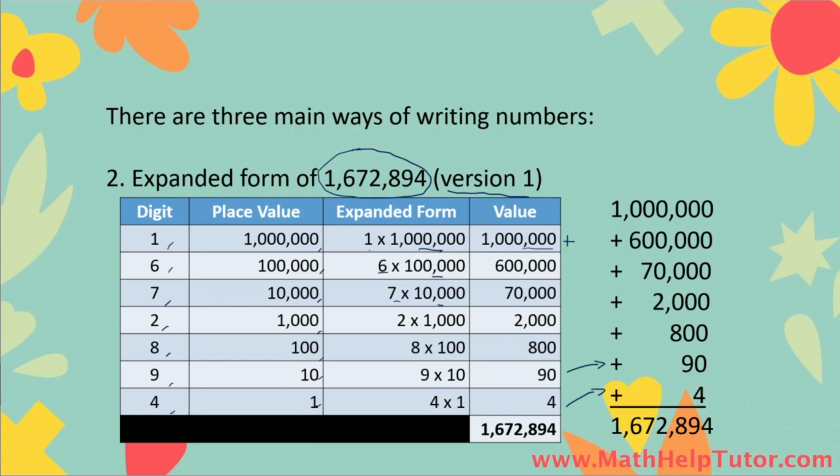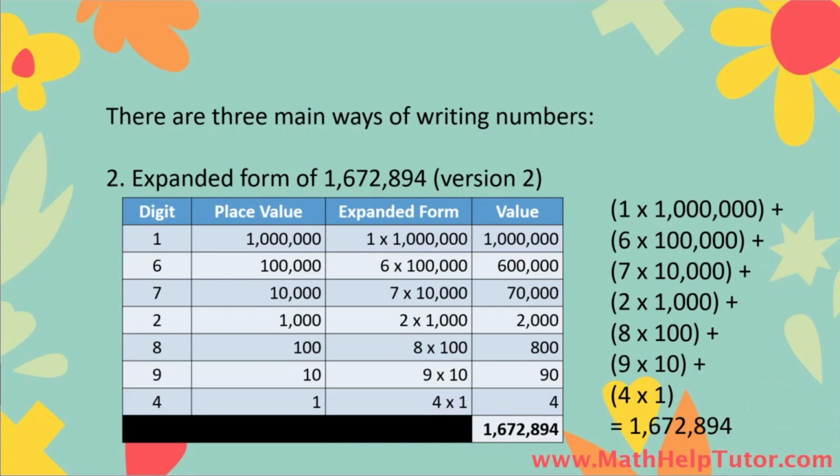So we have 4 plus 90 plus 800 plus 2000 plus 70,000 plus 600,000 plus 1 million. And if we sum this all up, if we add all these values up, we get the number 1,672,894.